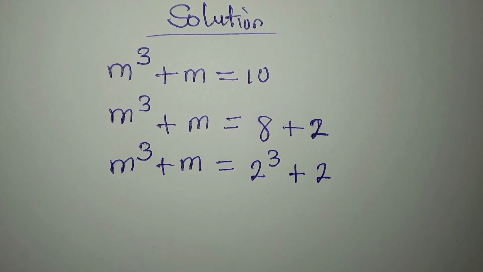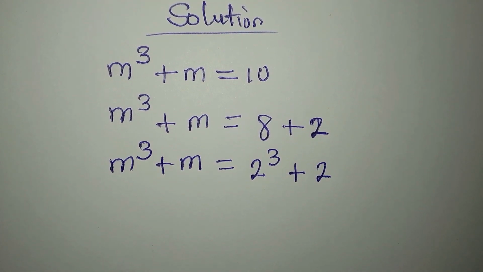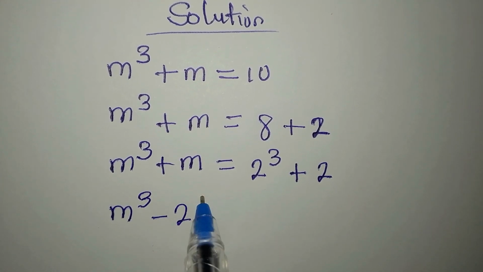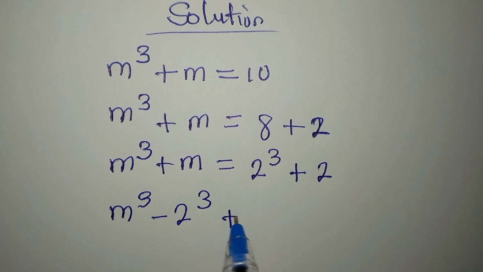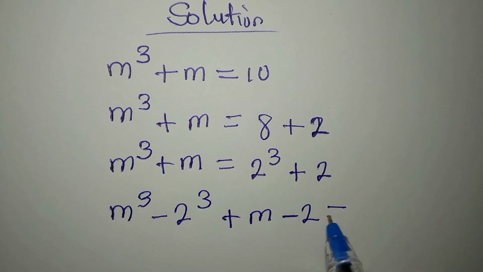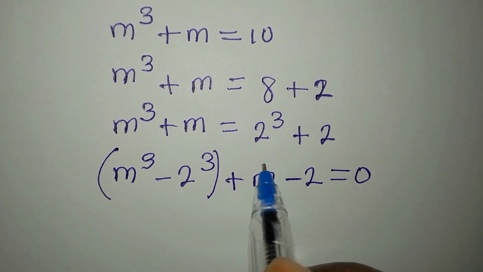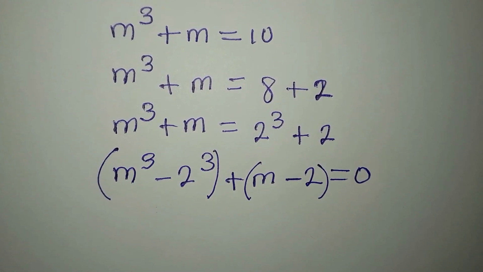But then because we are to solve it completely, we cannot just compare. We cannot just conclude by comparison, right? So what we'll do is to take this to this and bring this to this. m to the power of 3 minus 2 to the power of 3, then I have plus m minus 2. So nothing is on the right, meaning that we have 0 there. So we will factorize this and then we'll deal with this separately.